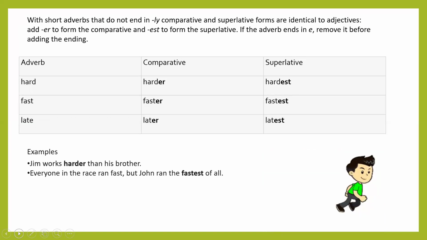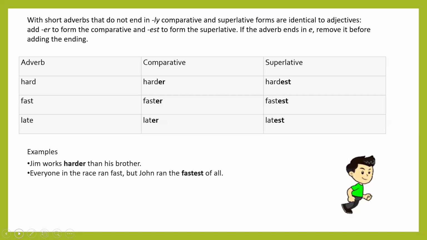With short adverbs that do not end in ly, comparative and superlative forms are identical to adjectives. Add er to form the comparative form, est to form the superlative form. If the adverb ends in e, remove it before adding the ending. This point should be noted. Hard, harder, hardest. Fast, faster, fastest. Late, later, latest.